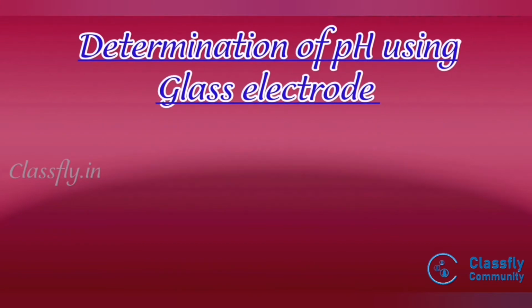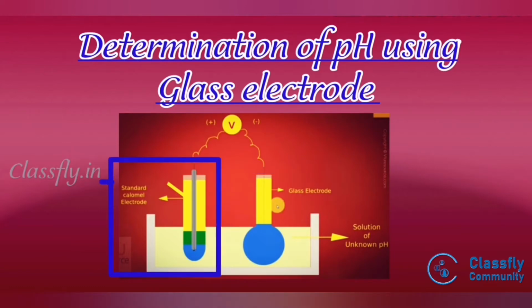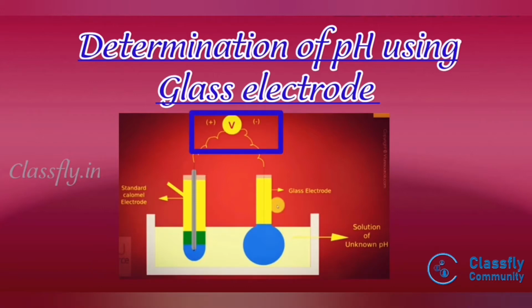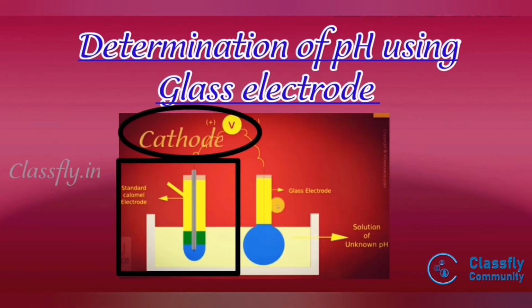The pH of an unknown solution is determined by measuring the potential of the solution using a glass electrode. In this picture, we can see a glass electrode coupled with a standard calomel electrode, which acts as a reference electrode. Both electrodes are dipped in the solution whose pH has to be determined and connected to a voltmeter. The potential measured by the voltmeter is known as the cell potential. Here, the glass electrode acts as an anode and the standard calomel electrode acts as a cathode.